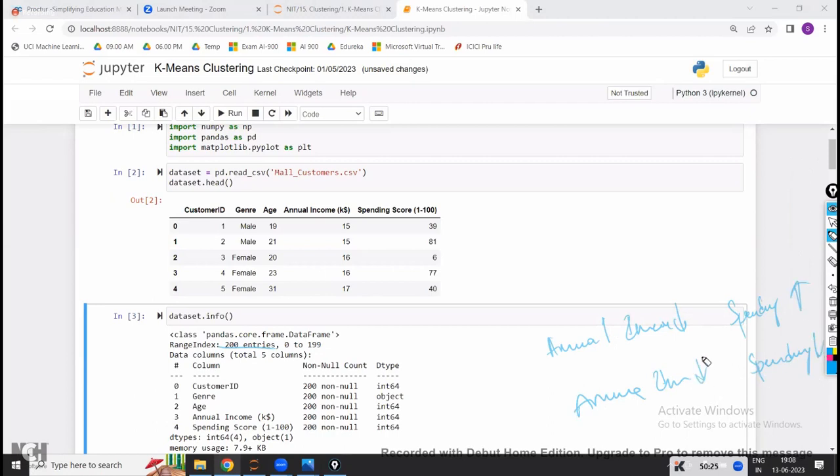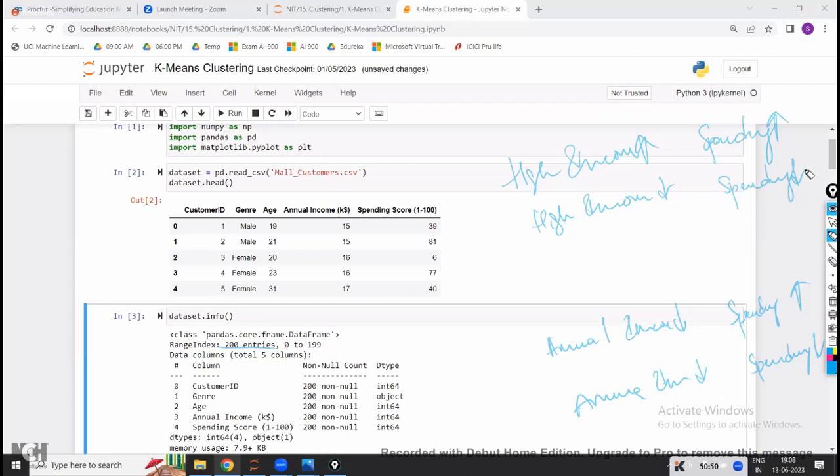Both kinds of people will be available. Similarly, some people will have high income, and at the same time their spending will also be high. Some people will have high income, but their spending will be very low. Every possibility is there, right?